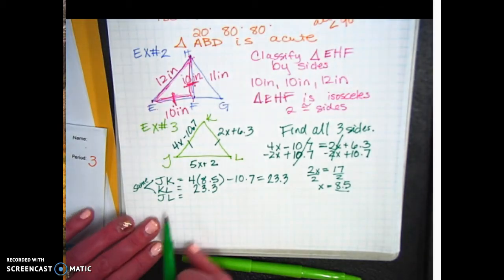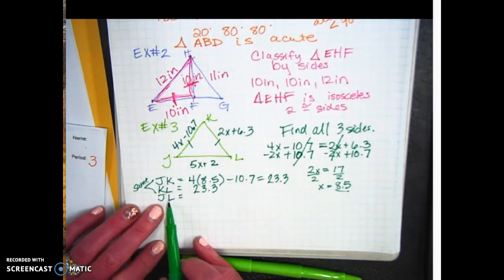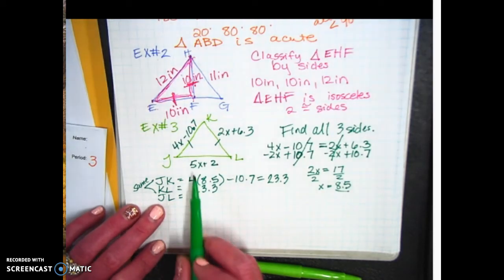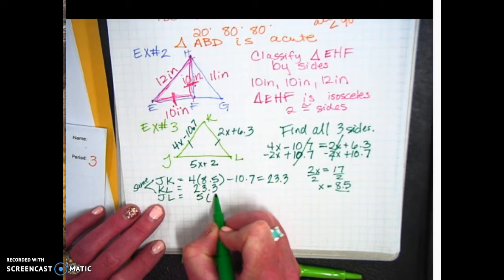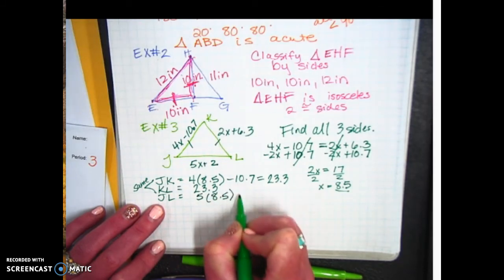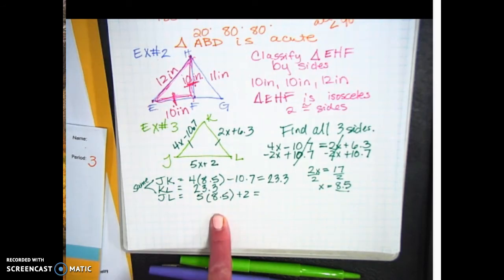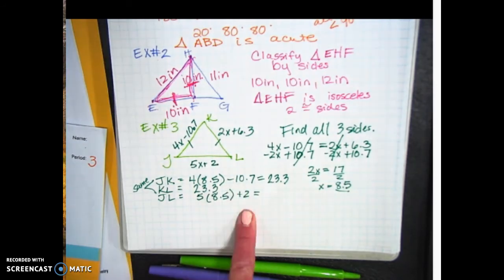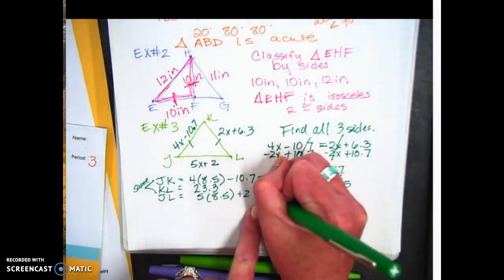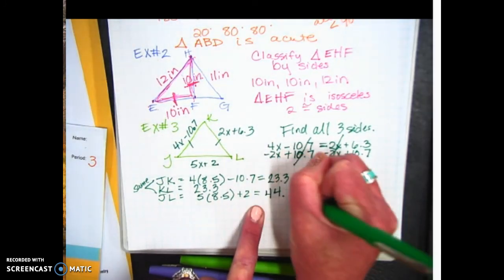Now we want to do that third side, that JL side. So we're going to plug in 8.5 here. So we're going to go 5 times 8.5. Multiply 5 times 8.5 on your calculator. Add 2 more. Hit the equal sign. You should get 54.5.